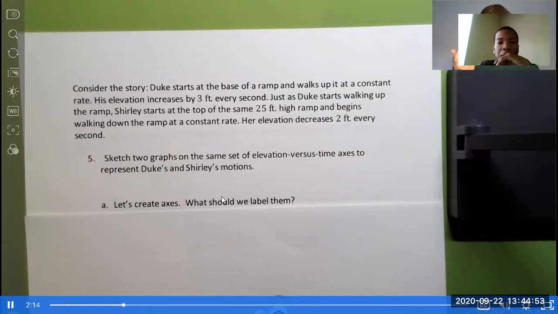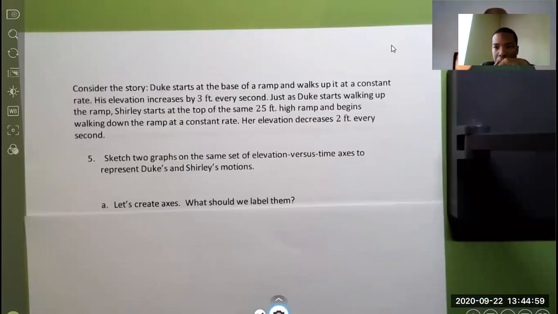Well, yeah, are you thinking that, Mrs. McGinnis, they said it's the same set of elevation versus time axes. You're right. And haven't we been doing that in a lot of the lessons previously, right? We did that in lesson 1, and we also did that in lesson 2. We had those elevation versus time. All right, so what do you think your axes would look like?